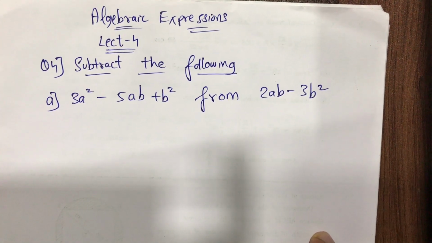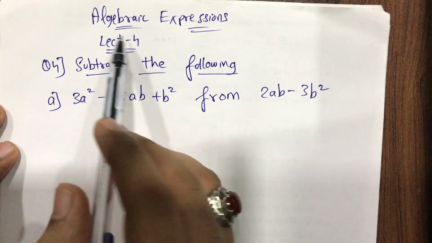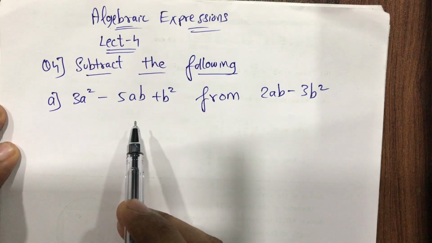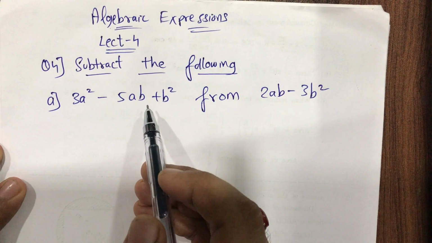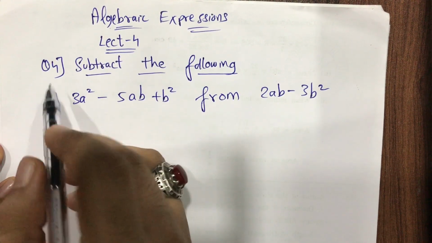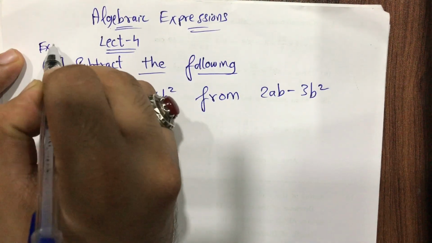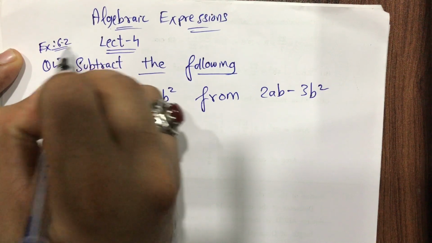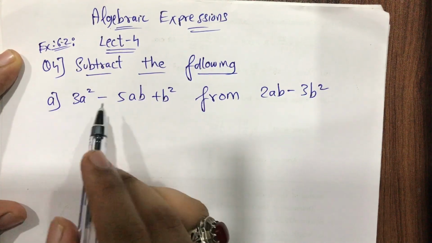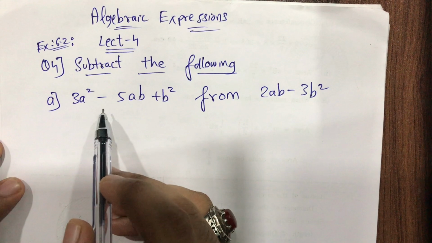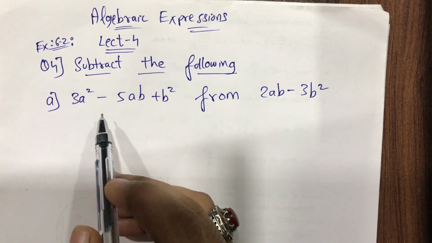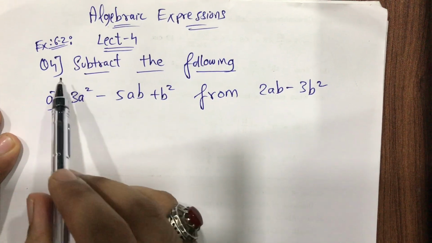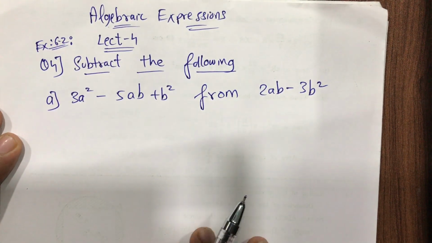Students, now this is our lecture 4, the fourth lecture on algebraic expressions. We are continuing with exercise 6.2, question number 4. In the last lecture, we completed the questions on add the following. Now we are starting in this lecture, question number 4, subtract the following.